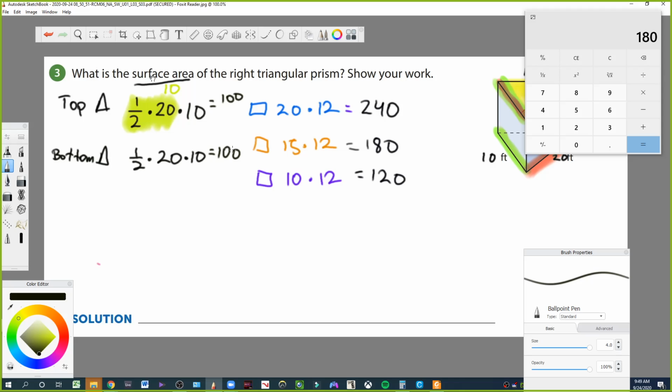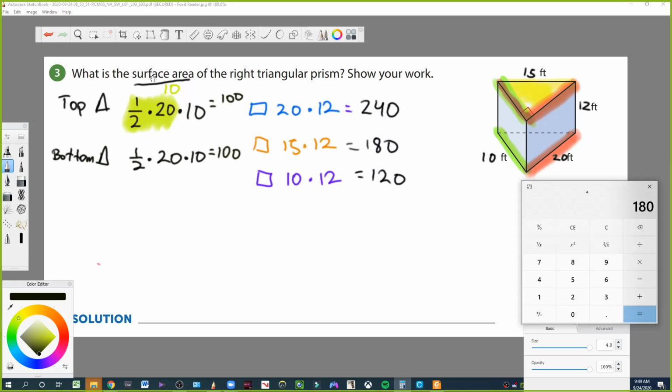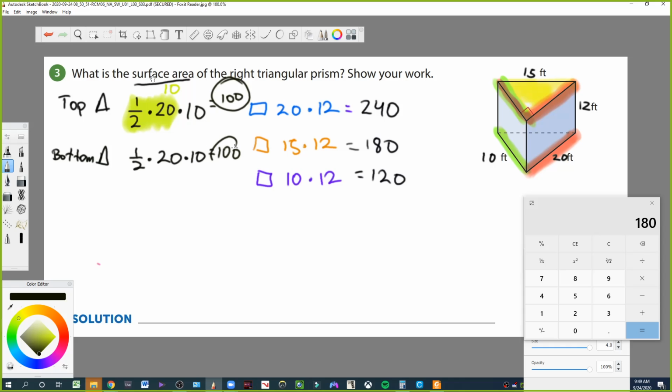Because I am doing a video, I'm going to keep going. You guys do your calculation. But once you have all the areas, you need to add them all up. So once you have this area for the triangles, and then these areas for the rectangles, then you can add them all up.